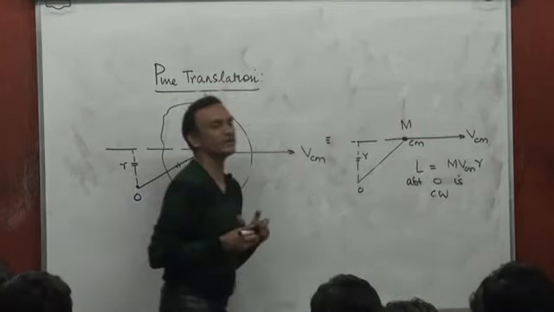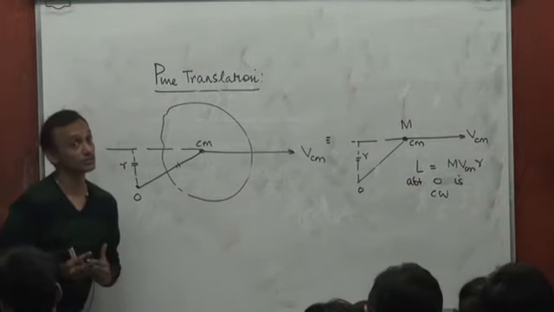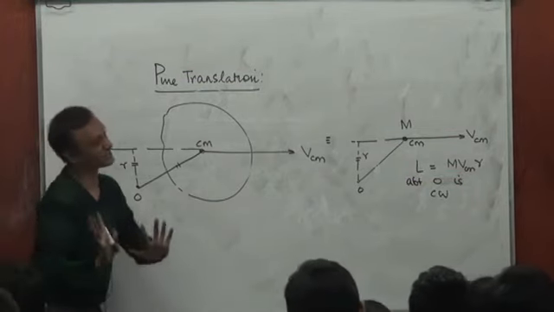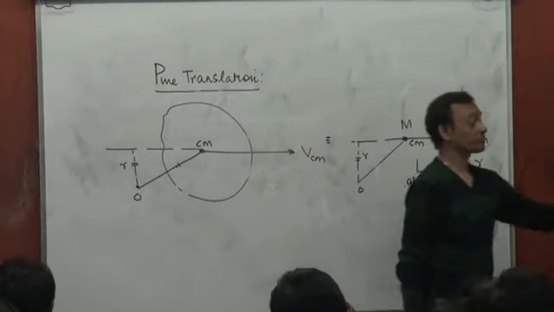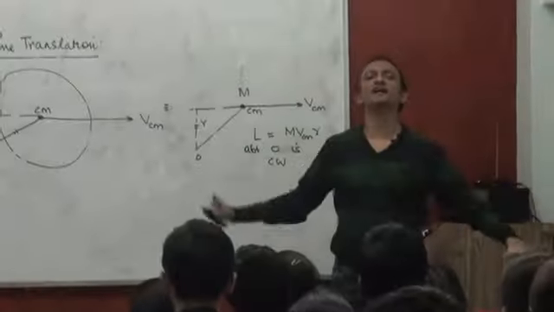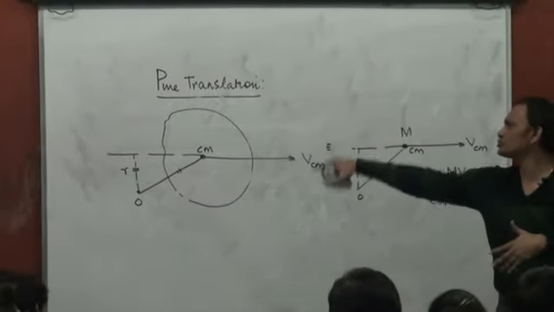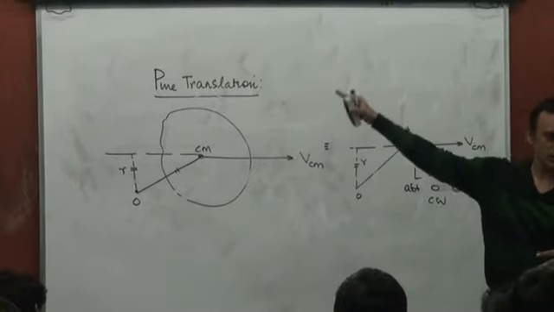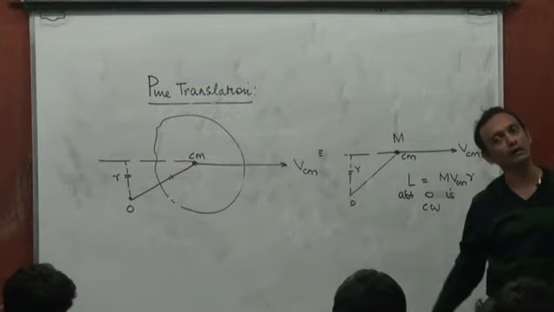Clockwise. This L about O is clockwise. In pure rotation, right? Now, pure translation is simple. Replace the entire collection by a point particle at the center of mass, and then it is M VCM into the perpendicular distance. The angular momentum arm is R.